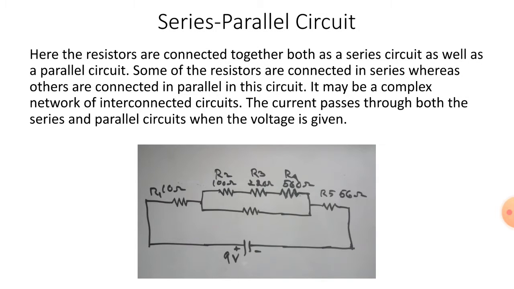Series parallel circuit. Here the resistors are connected together both as a series circuit as well as a parallel circuit. Some of the resistors are connected in series, whereas others are connected in parallel in the circuit. It may be a complex network of interconnected circuits. The current passes through both the series and parallel circuits when the voltage is given.